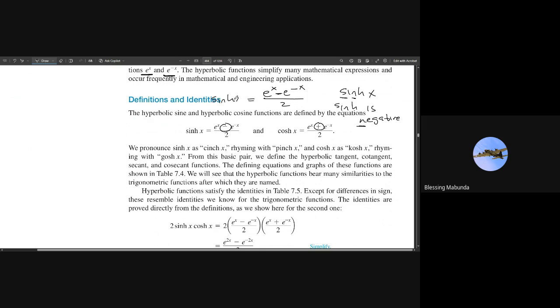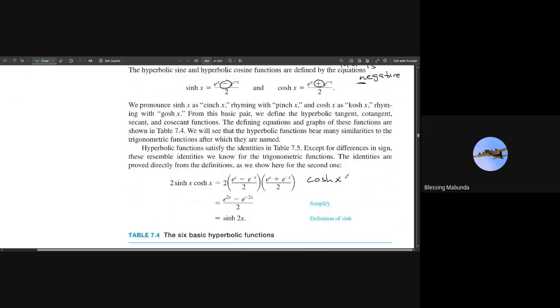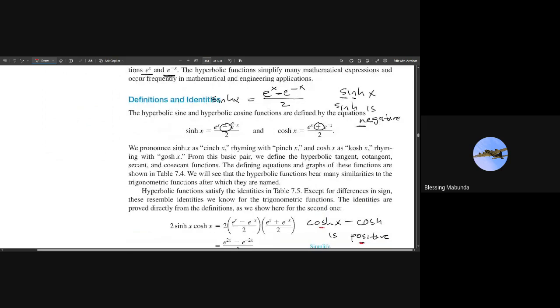So it's sinh x, and then for cosh, you can remember this by saying your cosh is positive. So here, instead of using the first letter, you're using the letter s, which you're finding here. So cosh is positive while sinh is negative. Does that make sense? Okay, so that's how you can remember the signs here for the hyperbolic functions. This is how we define them.